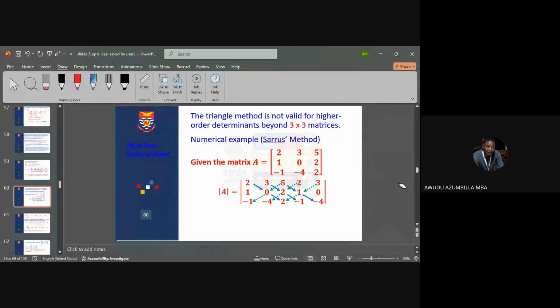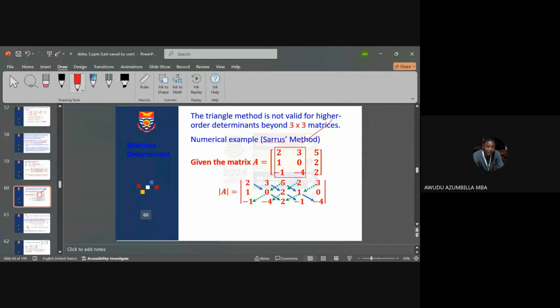Now, I just want to use an example to explain what they mean by that. If you want to find the determinant of a 3 by 3 matrix, there are 2 methods. The first method is what we call the Sarrus method. And what the Sarrus method is saying is: add the first two columns to the end.